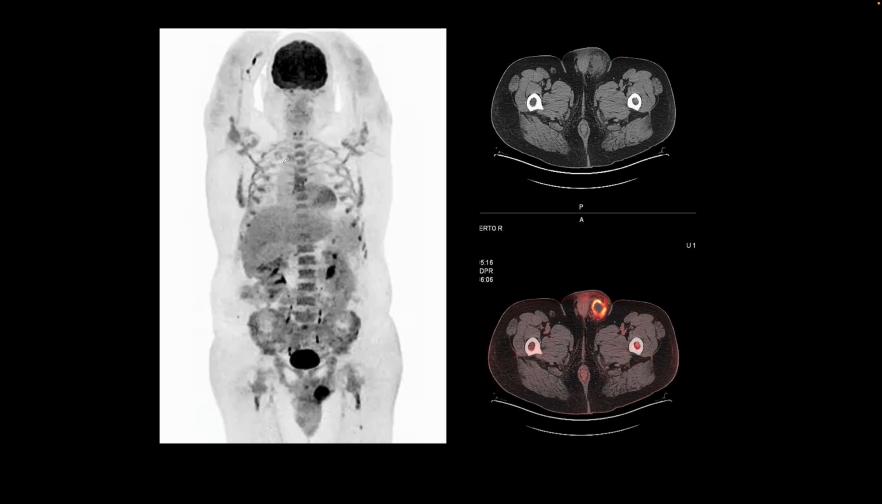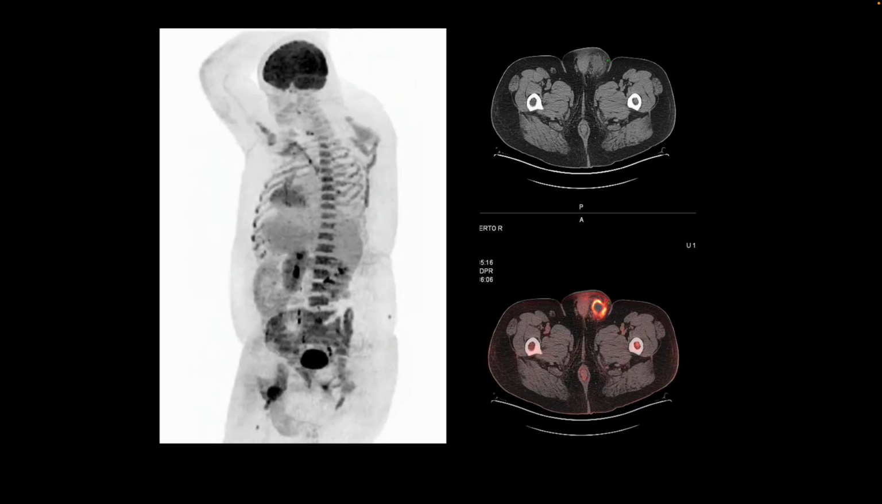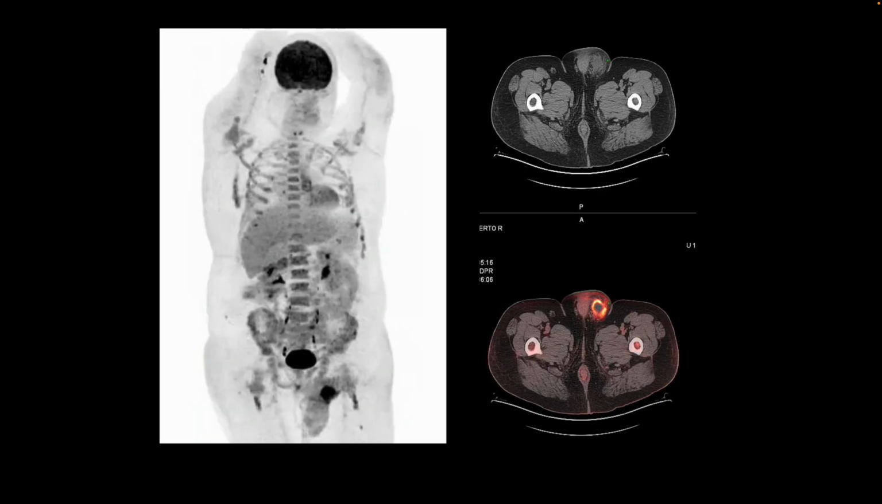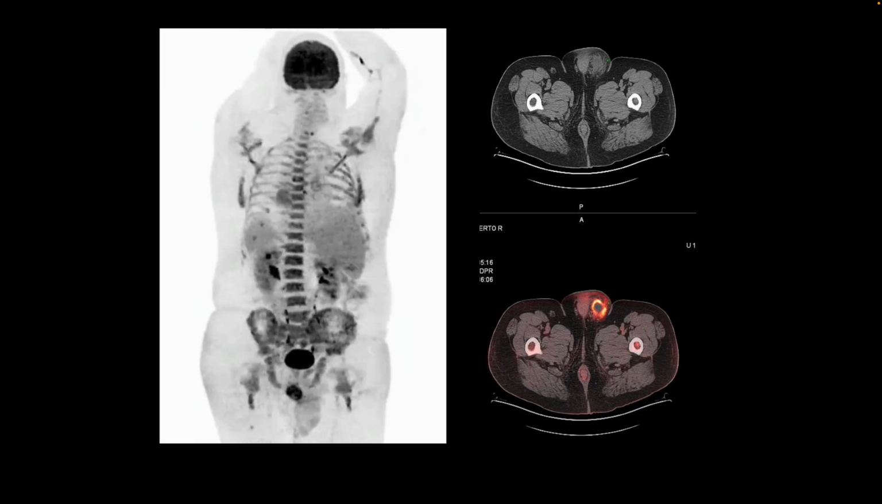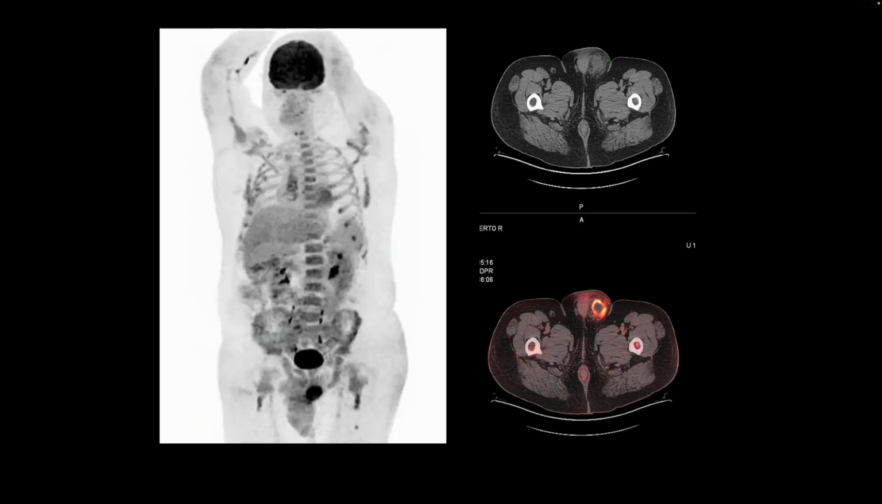This is our next patient. They underwent an FDG PET-CT scan as a follow-up for lymphoma, and there is no evidence of hypermetabolic lymphadenopathy in their whole body FDG PET-CT scan. We do see some heterogeneous increased uptake in the bone marrow, and that is from treatment related to lymphoma.